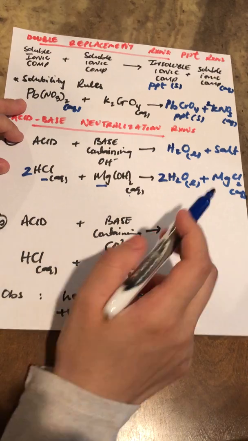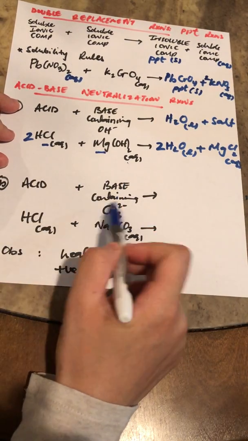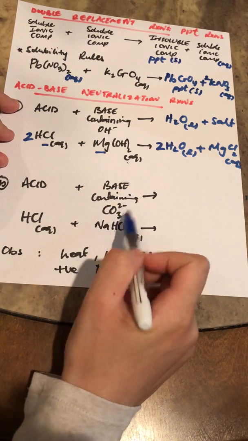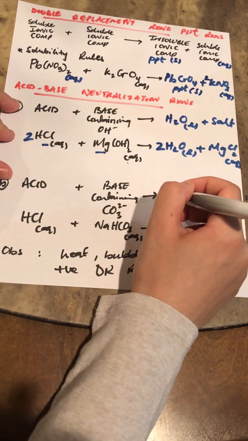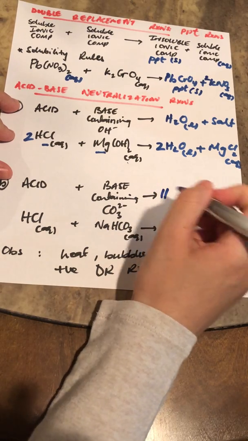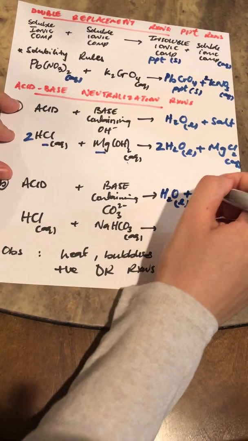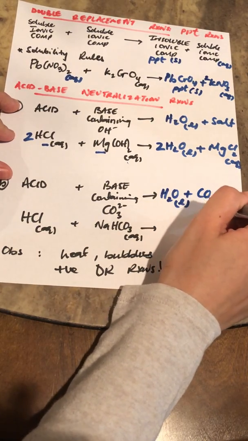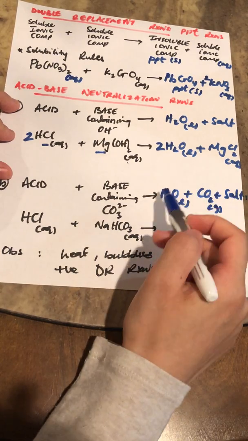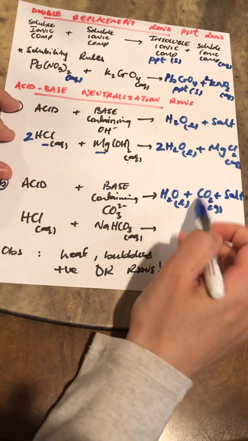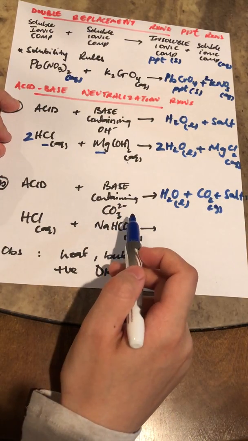Now in the second type, when we're reacting an acid with a carbonate, a base containing a carbonate ion, the only difference is the production of carbon dioxide, but we are still going to get the liquid water, plus the carbon dioxide, plus the salt. So we are going to get the salt and the water. The only exception to the rule is the production of that carbon dioxide from having the carbonate ion.